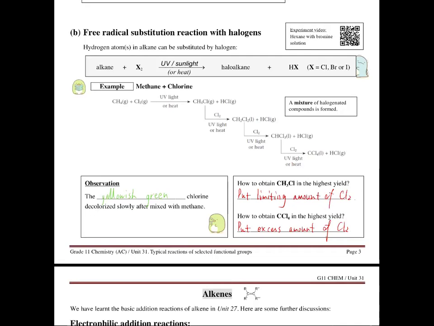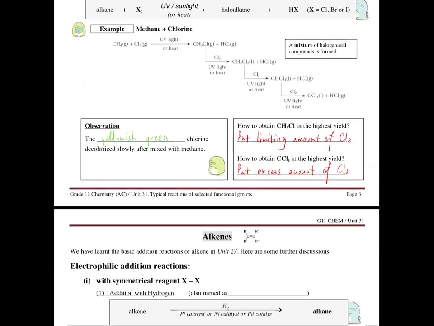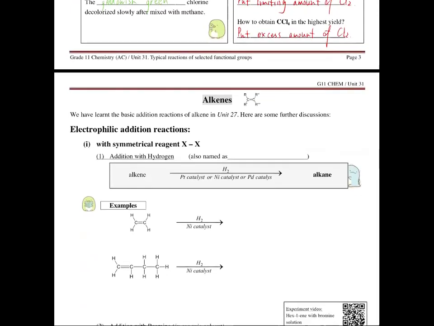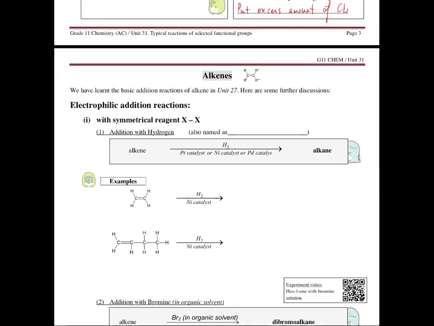So that's the second type of reaction related to alkane. That's also fine: you can say you put an excess amount of chlorine, or you can also say just put a limited amount of methane or alkane. That's fine, no problem. So pretty easy for alkane groups.